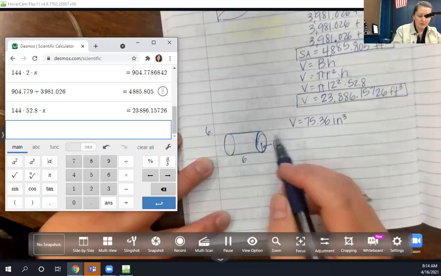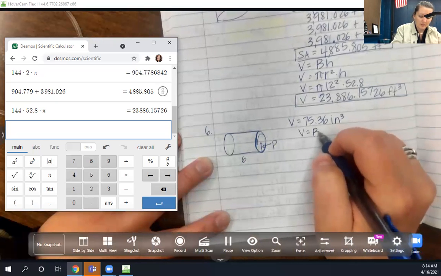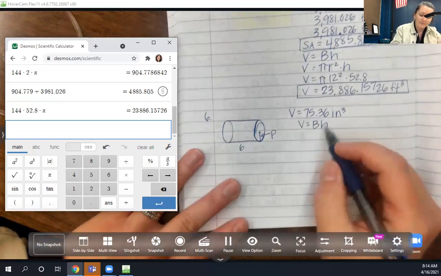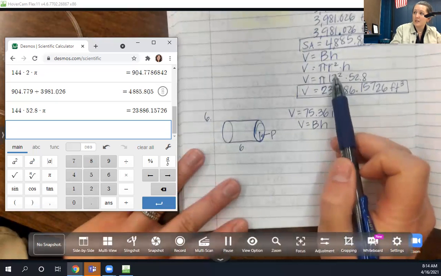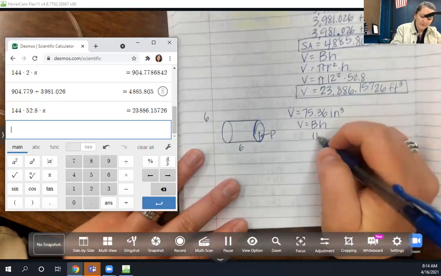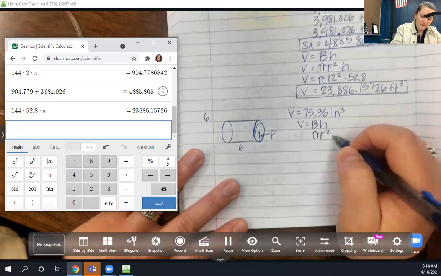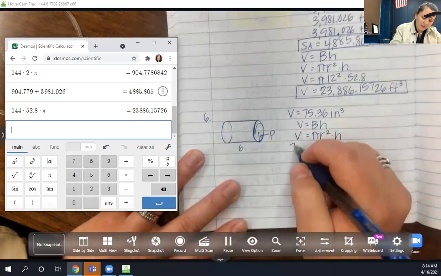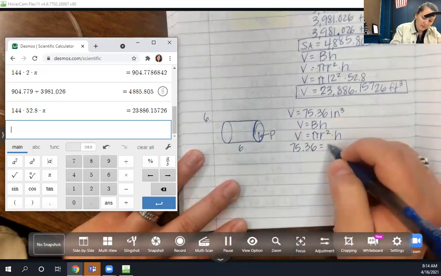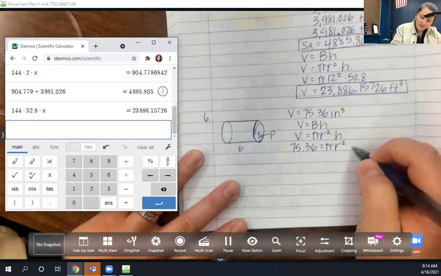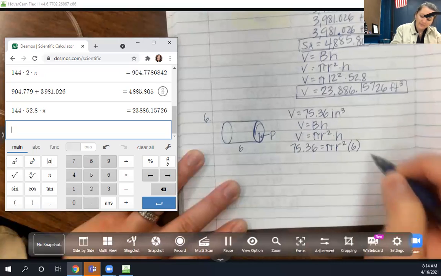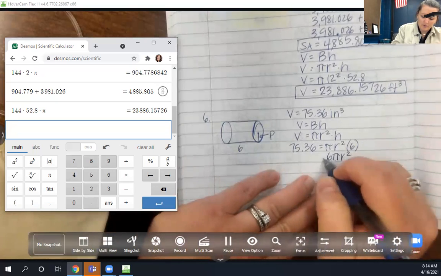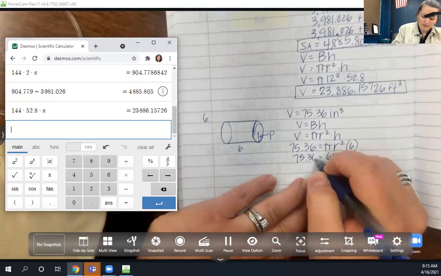So here we go. Let's think about what our volume is. Our volume is big base area times your height, right? So we're just finding this missing radius. Base area, looking back at my notes here, is pi r squared. So pi r squared times your height equals volume. Now let's plug in what we know. We know 75.36. We know pi. We don't know radius, but we know our height is 6. So I'm going to rewrite this a little bit so it looks better. We have 6 pi r squared equals 75.36.